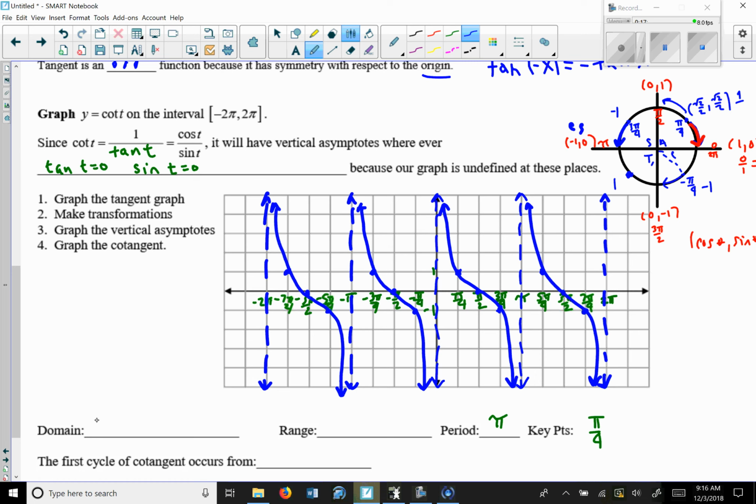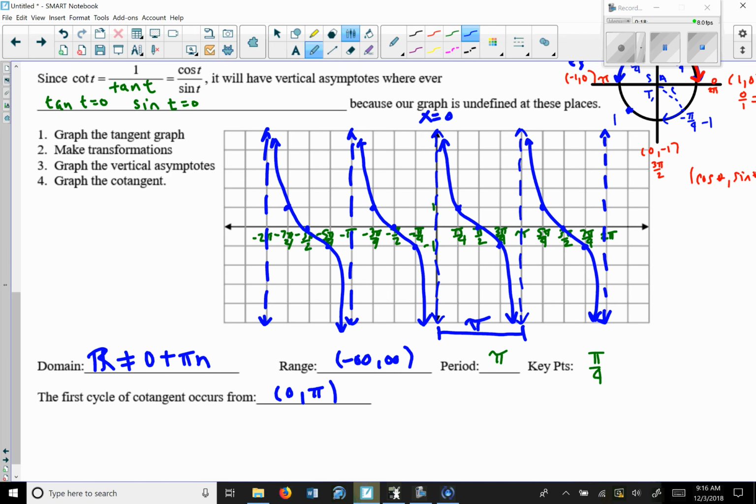So our domain now is all real numbers not equal to, well, where's the first place we have an asymptote? It's at x equals 0. What's the distance between each asymptote, which is the period, which is pi. So all real numbers not equal to 0 plus pi times n, where n is an integer. Your range is still all real numbers, -infinity to infinity. And so now the first cycle is slightly different. It occurs from 0 to pi. So on that interval, of course, not including 0 and pi because there are asymptotes there.